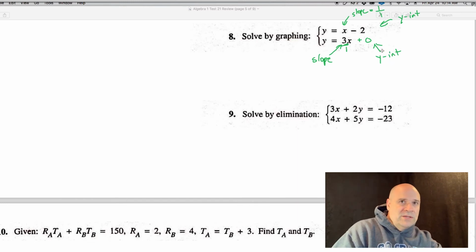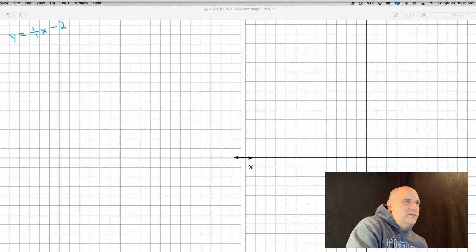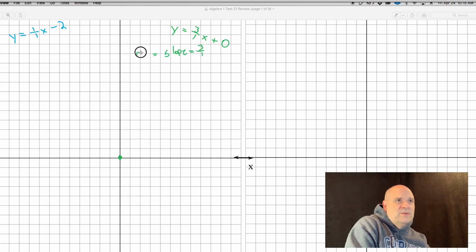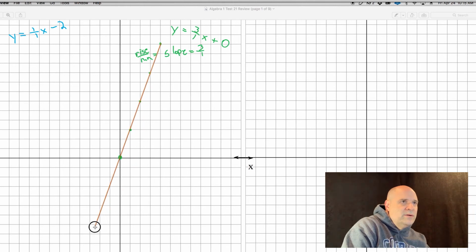So let's rewrite the equation up here on our graph. Okay, there's our blue equation, and here's our green equation. All right, so our green equation, I'm going to start with the y-intercept of 0, so that's where that is. And then our slope is rise over run. So it goes up 3 over 1, up 3 over 1, up 3 over 1, up 3 over 1. Okay, so this is what our green equation looks like. Pretty cool.